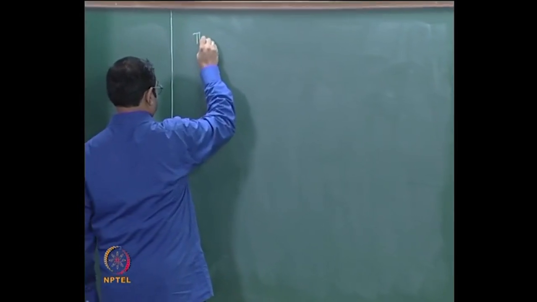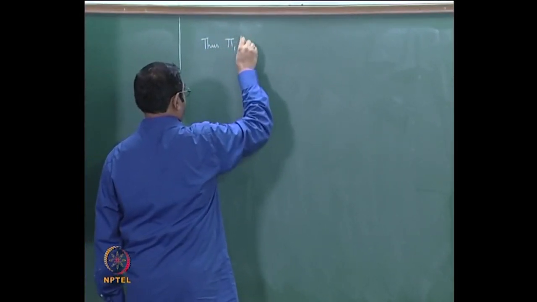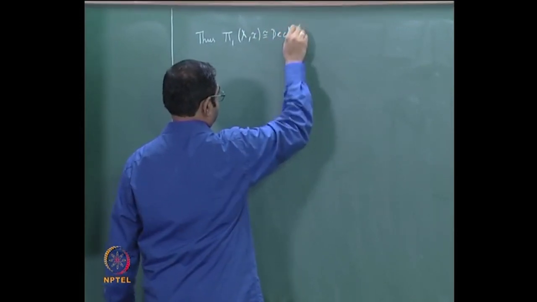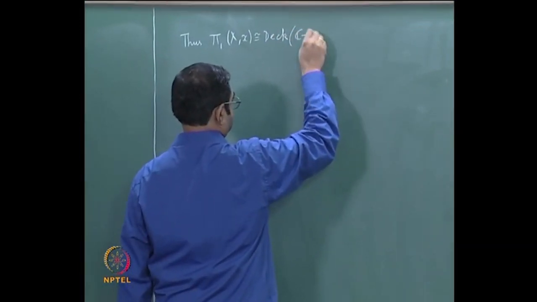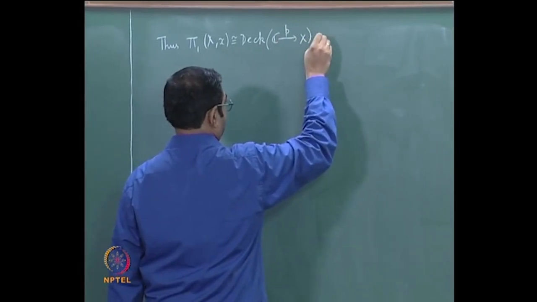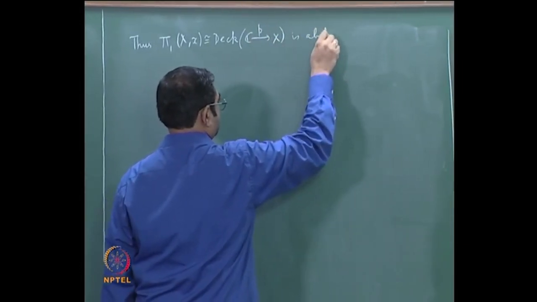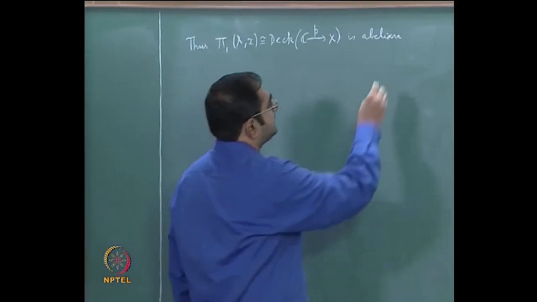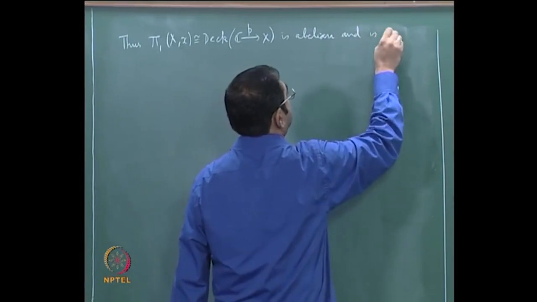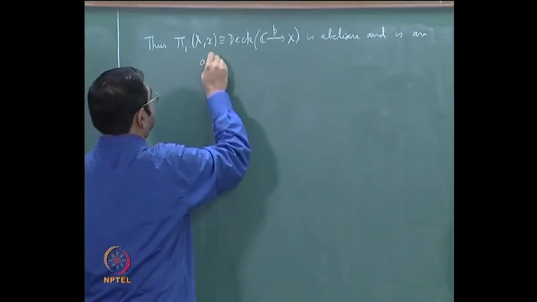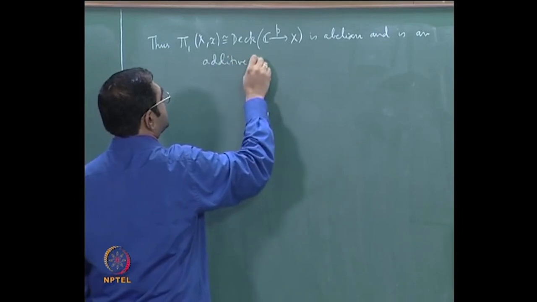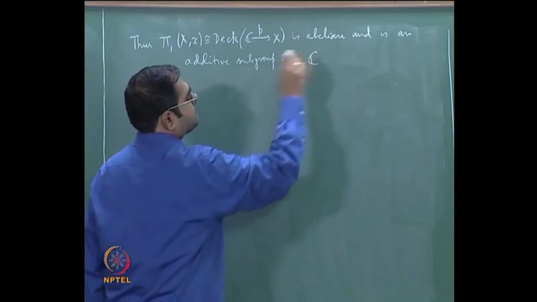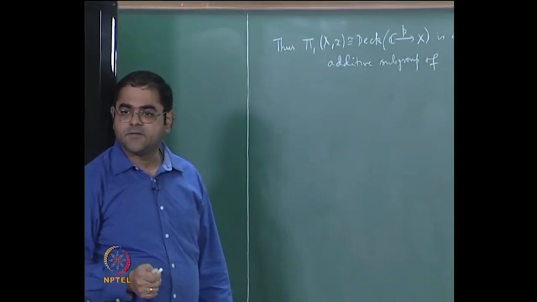Thus pi 1 of x comma x is abelian, so that is the information that you get, and is an additive subgroup of C. It is an additive subgroup of C.